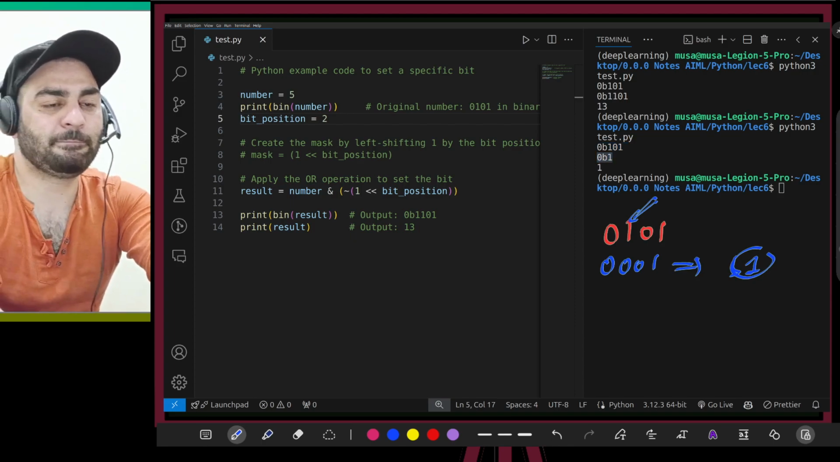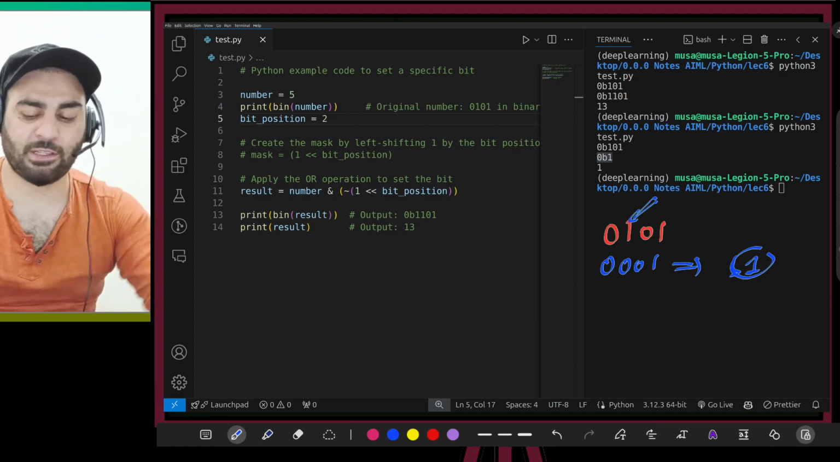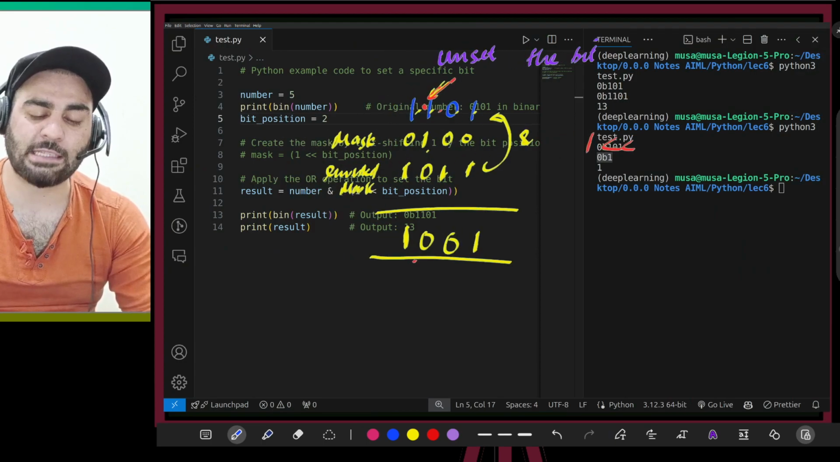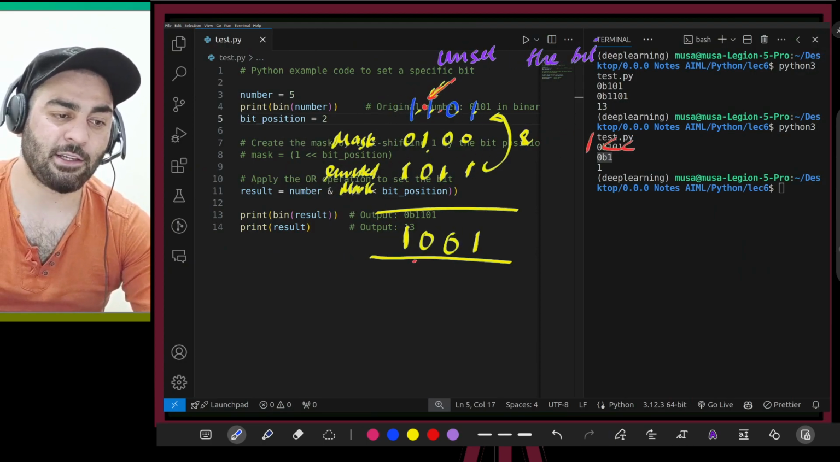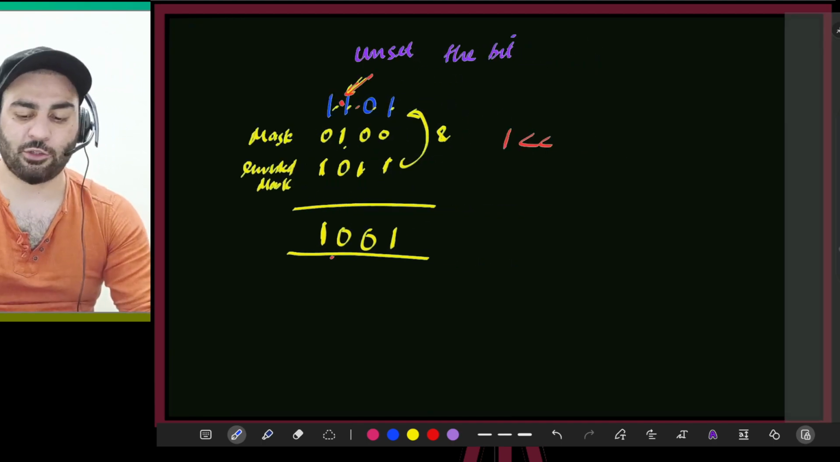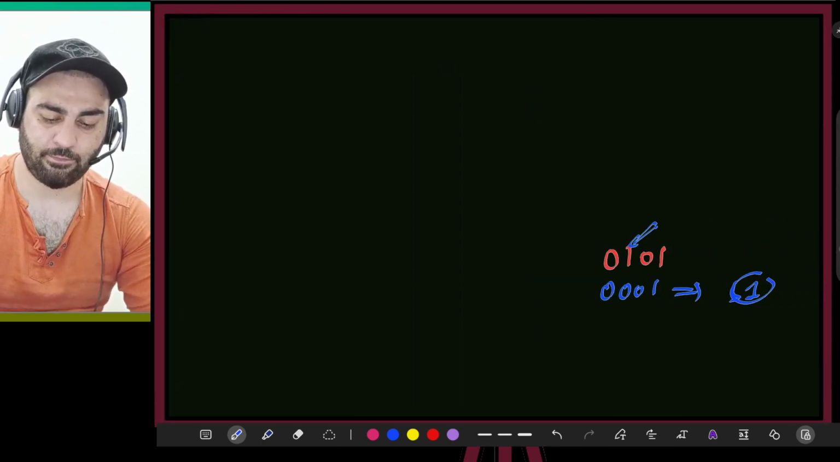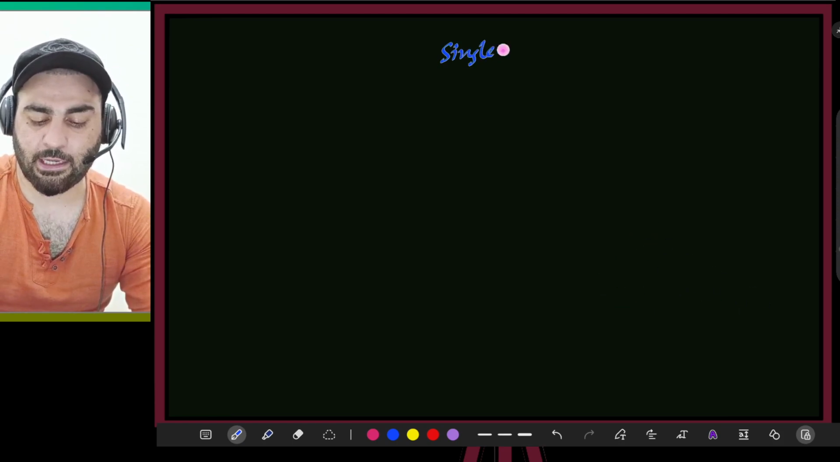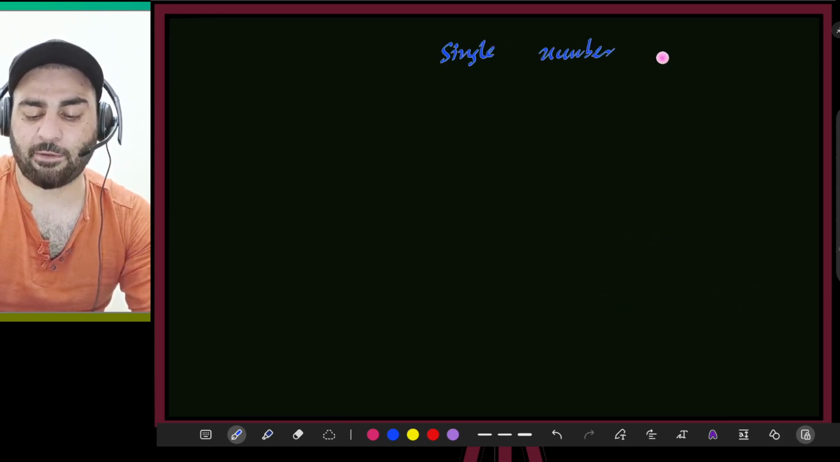Is it clear how to set and unset the bits? If it is clear, you can now use a single number for multiple flags. If you can set and unset the bit, so now you know how to set and how to unset the bit, you can use a single number as multiple flags.